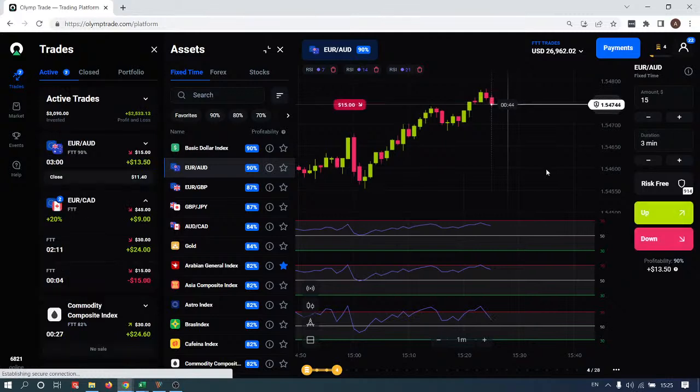So let's open another trade. So euro out.